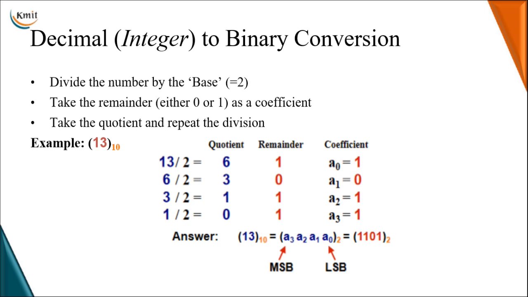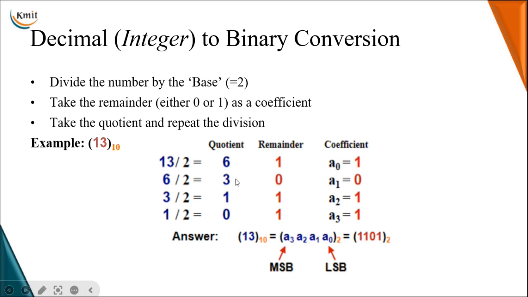Now I have taken an example with 13 as the decimal number, which I want to convert into the equivalent binary. First I take the number and divide by 2. 2 sixes are 12, so 13 minus 12, the remainder becomes 1. That will be the least significant bit of the equivalent binary. Then we take the quotient 6 and divide by 2. 2 threes are 6, the remainder is 0. So we consider that as a1 equal to 0.